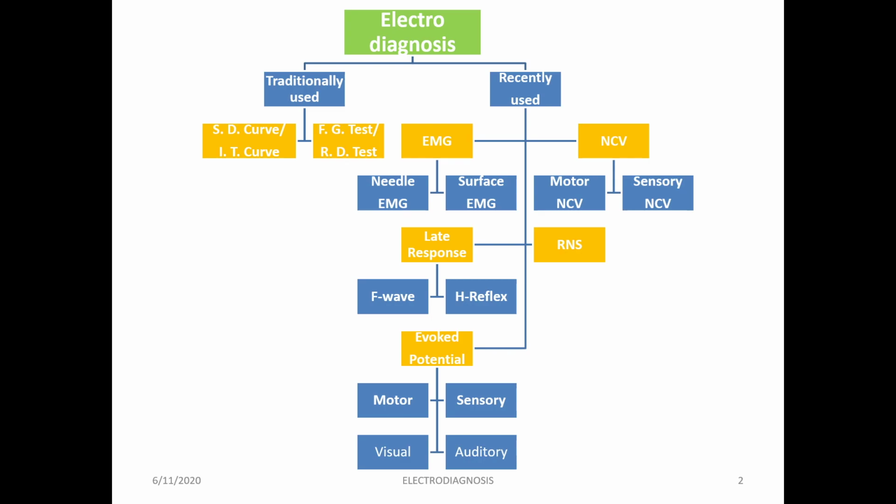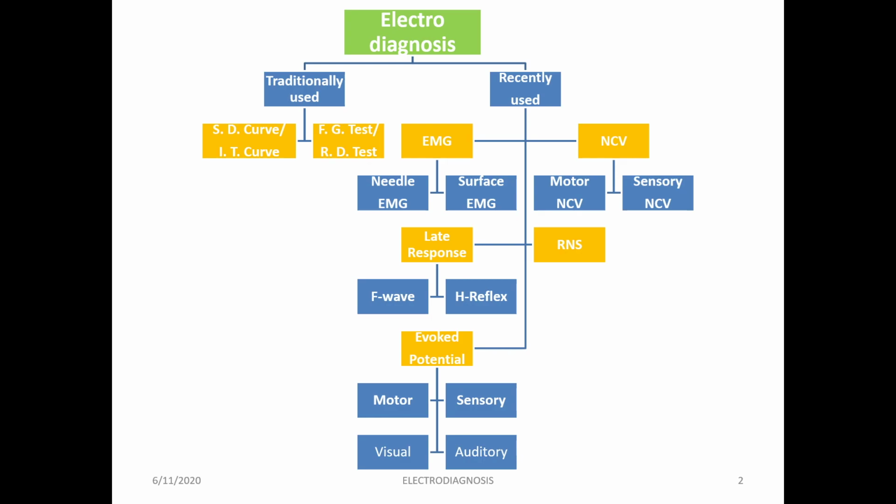Needle EMG, the name itself tells it is done with a needle, so that is an invasive procedure, and surface EMG is done with surface electrodes. NCV, nerve conduction velocity. If you are going for motor nerve, it is known as MNCV, motor nerve conduction velocity, and if you are going for sensory, it is known as SNCV, sensory nerve conduction velocity.